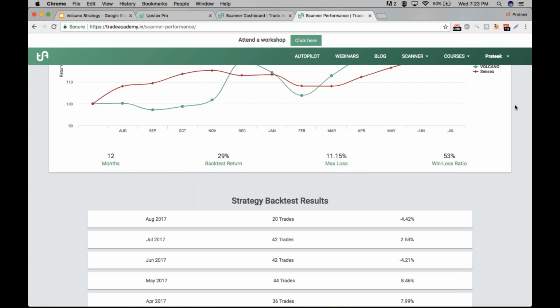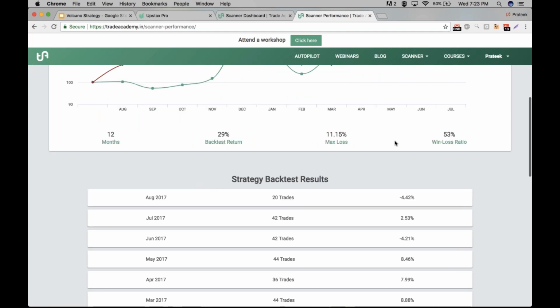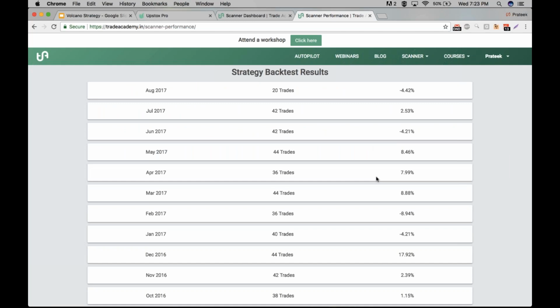If we look at August, it has been a loss so far. Can you see it? So if you had traded Volcano in August, 20 trades, you would have lost 4.42%. But if you look at the other months, July was a 2.5% profit, June was a loss again, May was an 8% profit, April was an 8% profit, March was an 8% profit.